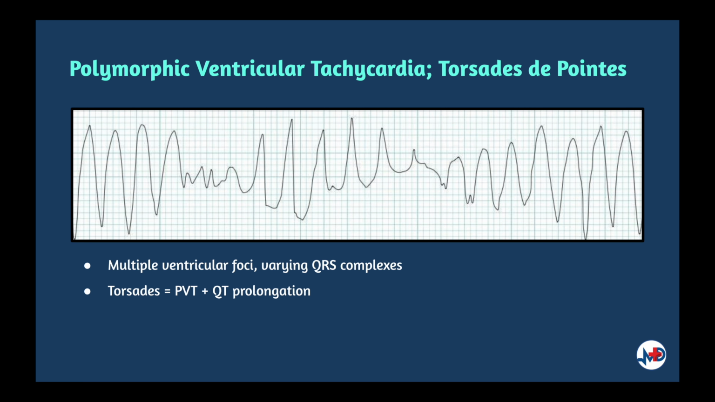Torsade de pointes or TdP is a specific form of polymorphic ventricular tachycardia occurring in the context of QT prolongation. It has a characteristic morphology in which the QRS complexes twist around the isoelectric line.